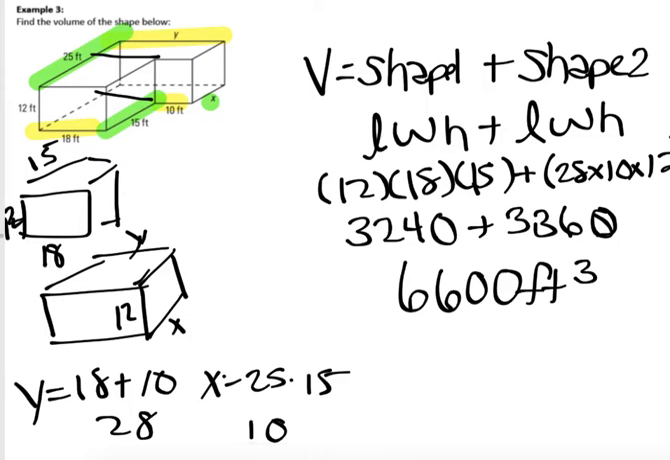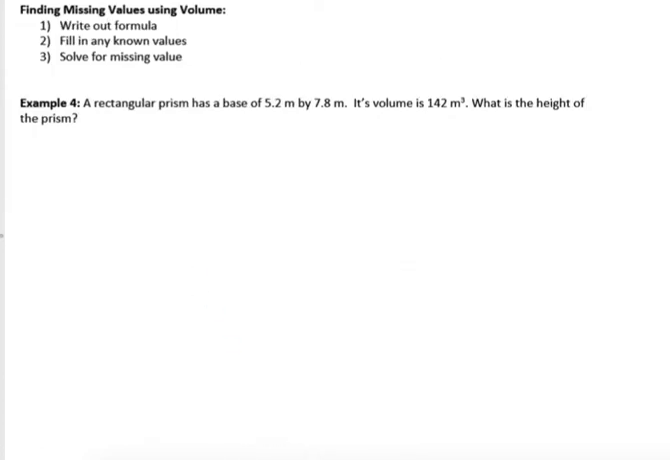Now we are going to take a look at finding missing values using volume. So we're going to write out the formula that we need for whatever object it is you're talking about. We're going to fill in all our known values, and we're going to solve for anything that we're missing. So this example says we have a rectangular prism that has a base of 5.2 by 7.8, and its volume is 142 meters cubed. What is the height of the prism?